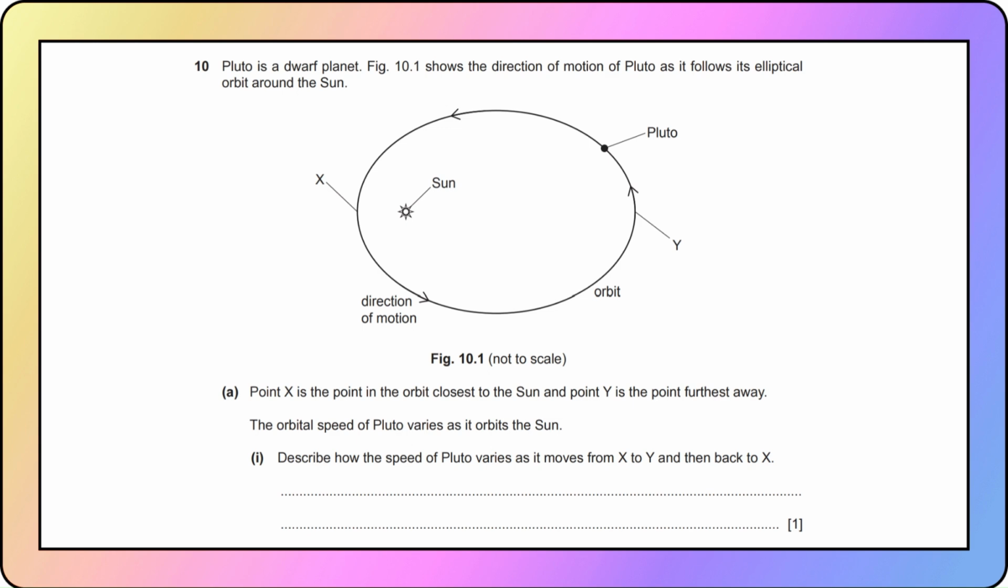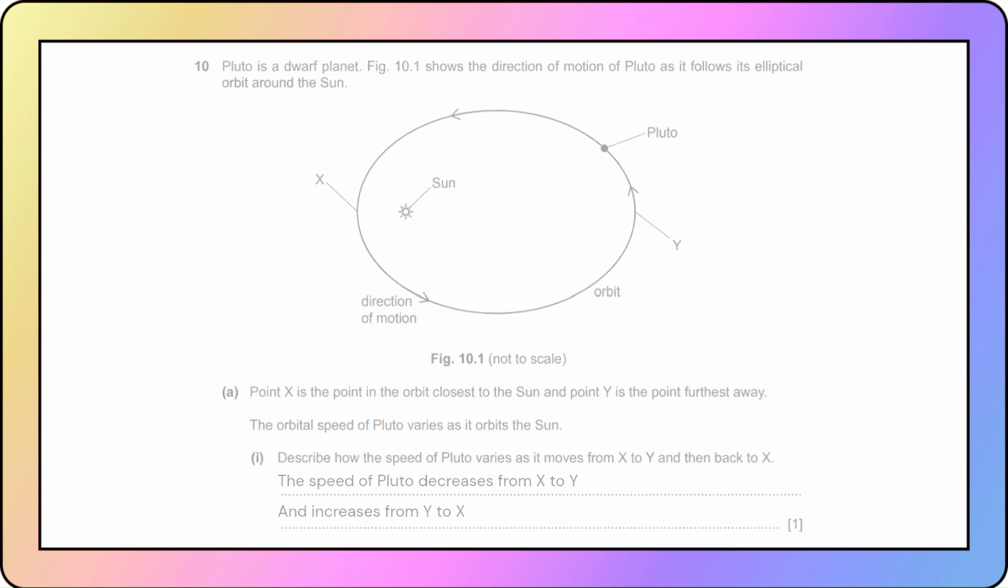Part 1 says to describe how the speed of Pluto varies as it moves from X to Y and then back to X. Alright, since Pluto is closest to the Sun at point X and furthest away at point Y, we know that Pluto is fastest at point X and slowest at Y. Therefore, we can say that the speed of Pluto decreases from X to Y and then increases from Y to X. If you don't understand why, you'll get it in the next part of the question.